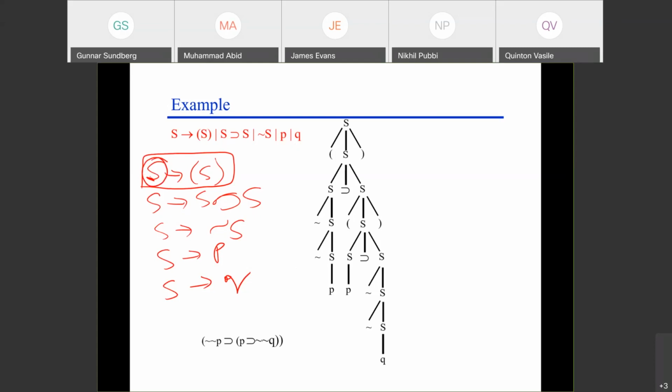Three. Are you sure? Three. There are three rules which have an S on the right-hand side. I'm not talking about the right-hand side. I just explained that the start production rule must have S on the left-hand side.